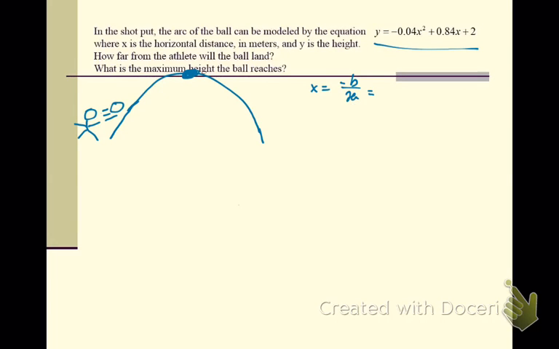But to wrap this up, in this last problem, the shot put problem, we know that when we throw this shot put, it's going to go up and come back down. And if we wanted to find the maximum height, we're looking for that vertex right there, right? So the x-coordinate of the vertex we find by taking negative b over 2a, where b is negative 0.84 over 2 times a, which is negative 0.04.